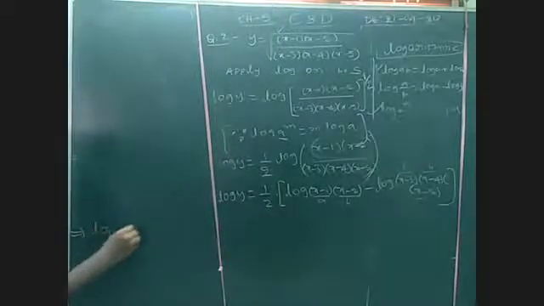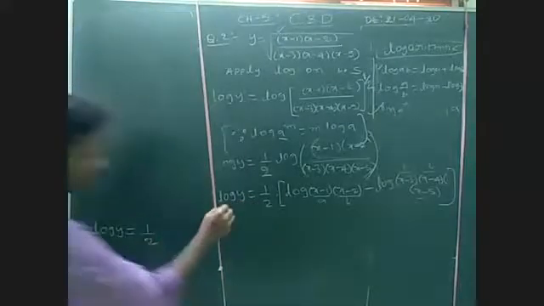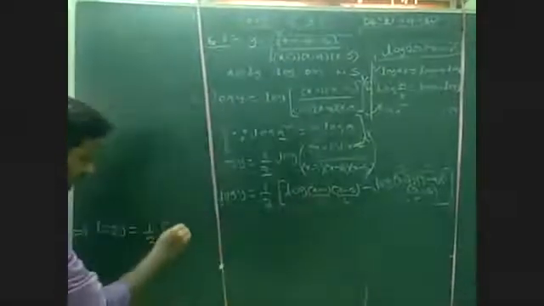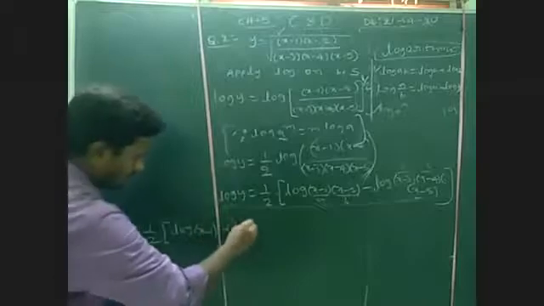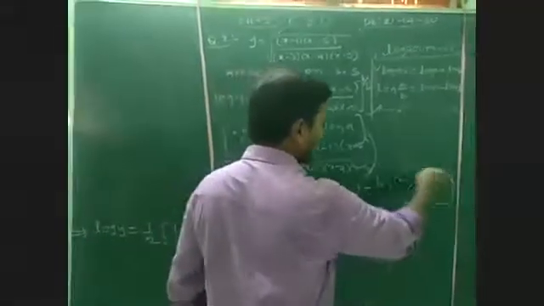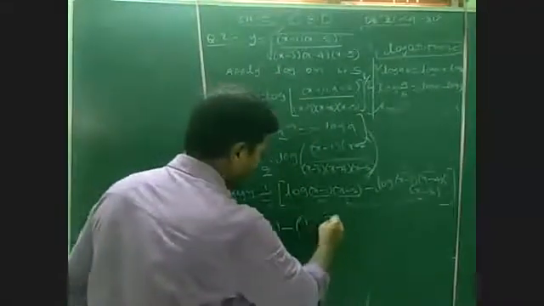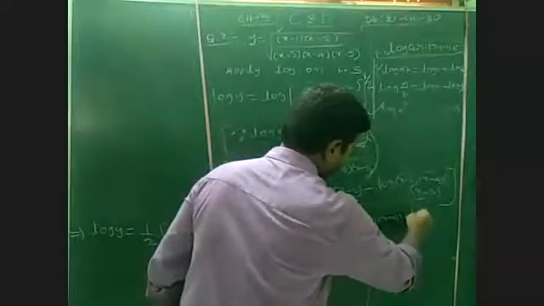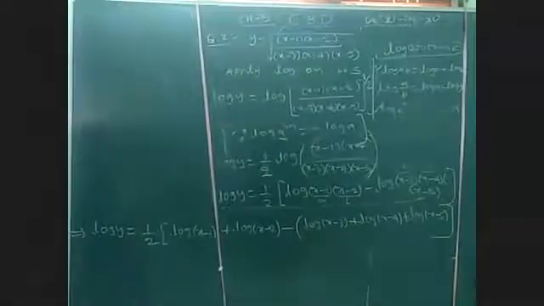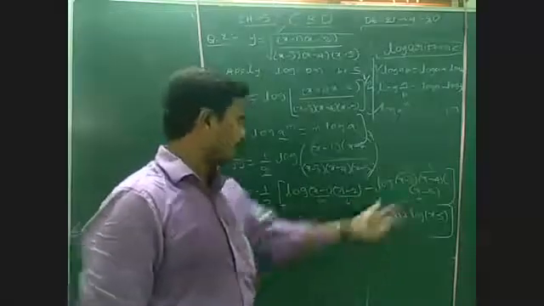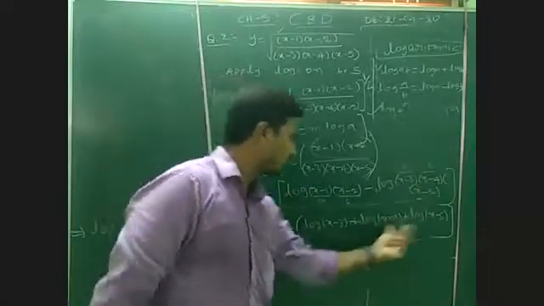log y is equal to 1 by 2 of log AB. What is log AB? Log A plus log B, minus of bracket. This is in the form of log A, B, C. So this can be written as log A plus log B plus log C. Okay, after log AB, log A plus log B, I wrote within the bracket log A, B, C can be written as log A plus log B plus log C.